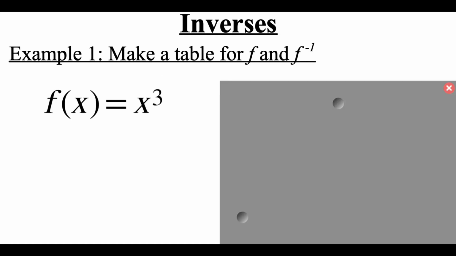In this first example, we're going to look at making a table for a function and its inverse. So the function that we're going to be dealing with is x cubed, and I'm just going to make an x and a y table. I'm going to plug in x values of -2, -1, 0, 1, and 2. -2 cubed gives me -8. If I plug in -1, -1 cubed is -1. Plugging in 0, 0 cubed is 0. Plugging in 1, we get 1, and plugging in 2, we get 8.